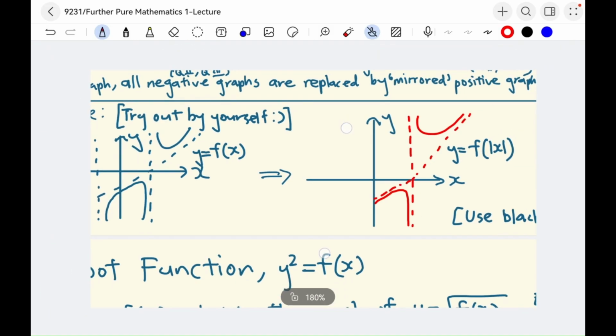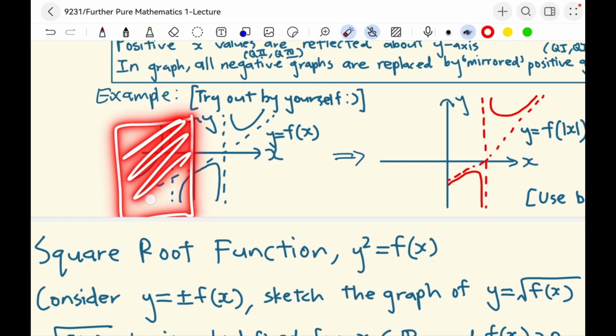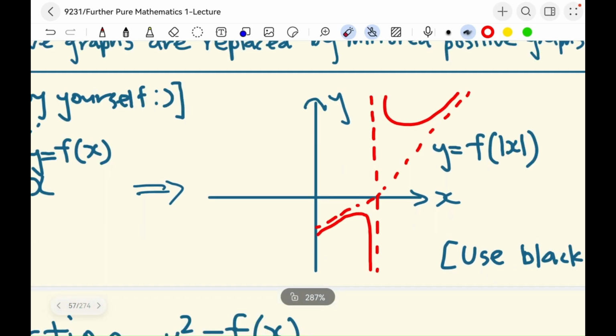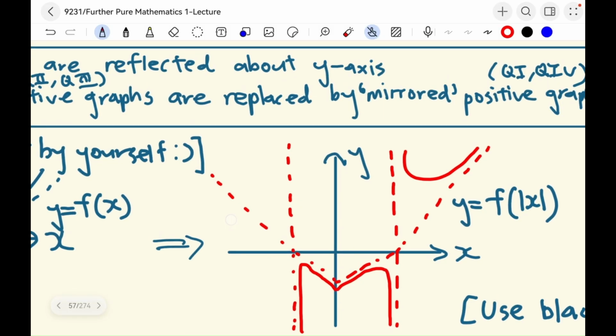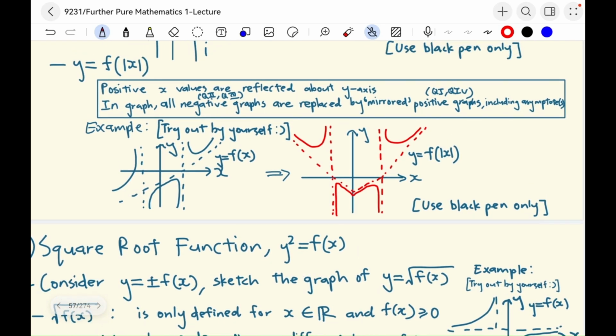Okay. And we don't have to consider about this one. We can sacrifice it away, and we reflect it like this. Okay. So that's all about this question. I mean this example. All right.